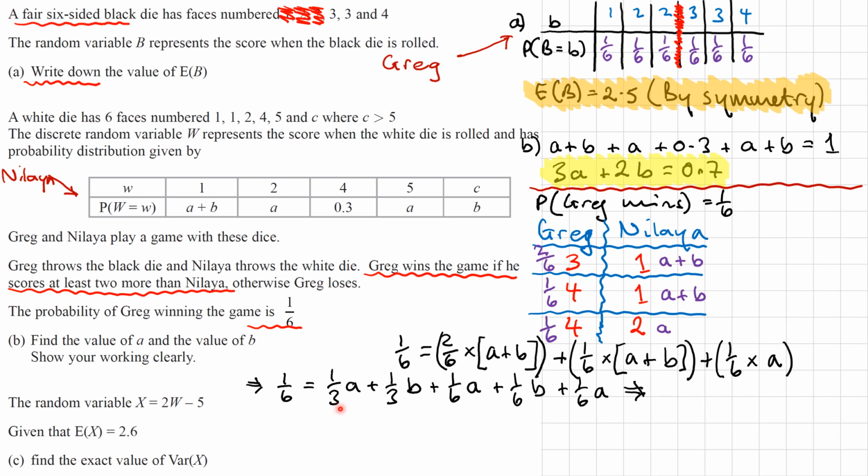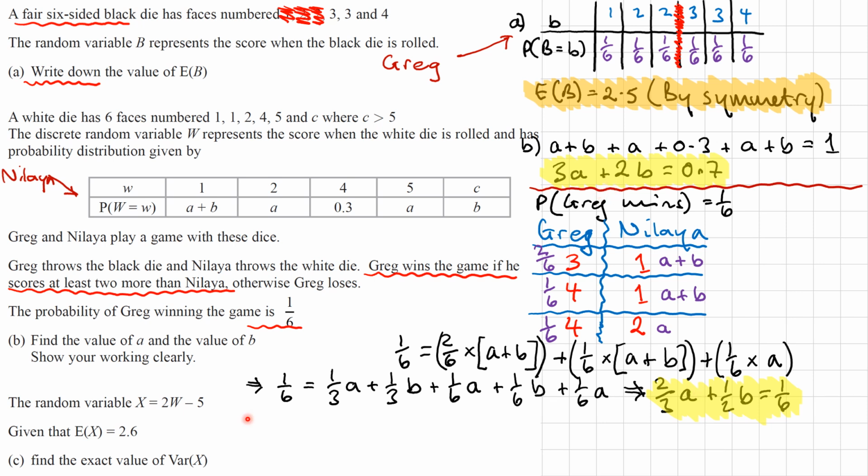Simplifying this, I've got a third A plus a 6th A plus another 6th A, so that's going to be 2/3 A. And then for my B's, I've got a third B plus a 6th B, so that is a half B, and that's going to equal 1 over 6. So I'll highlight this in yellow. This is my second equation, which I'm going to use to find the values of A and B.